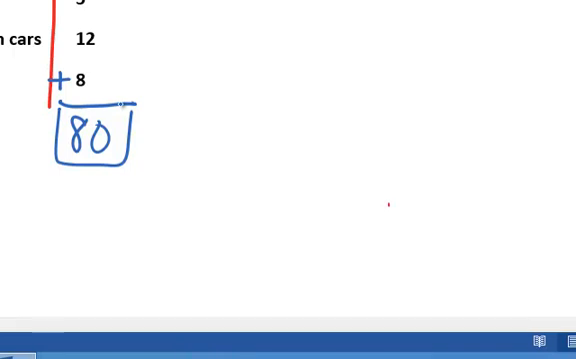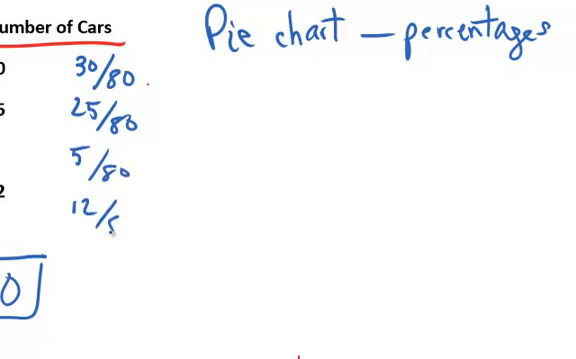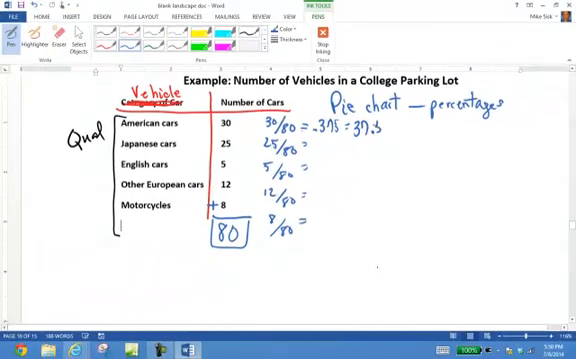Now what I have to do to get the pie chart percentages is take each of these numbers, 30, 25, 5, 12, and 8, and divide them by the total. So each of these numbers will be divided by 80 in order to get my percentages. So 30 divided by 80, if you do this on the calculator, is decimal 375, which would go up to 37.5%. I would always go to at least one decimal place.